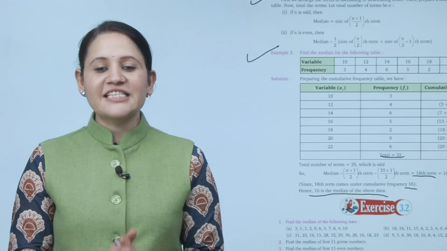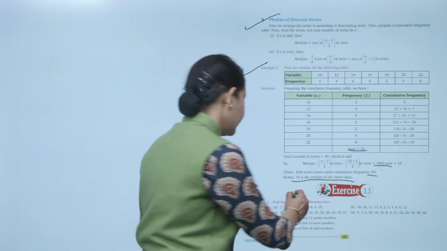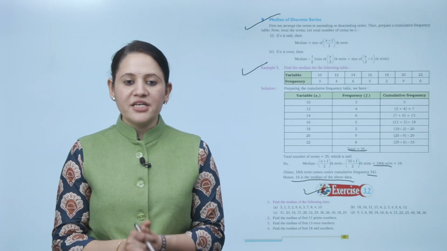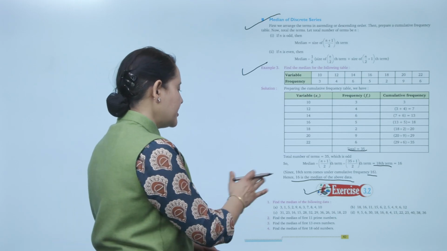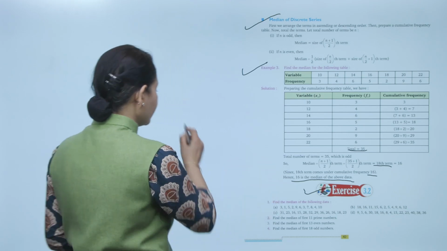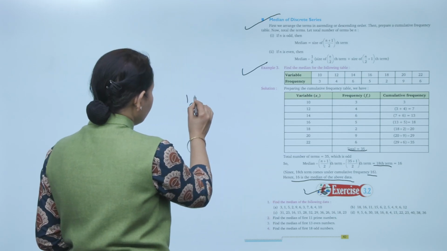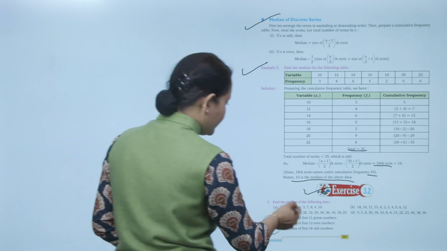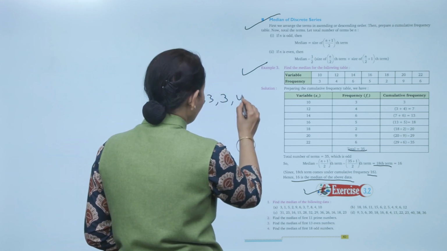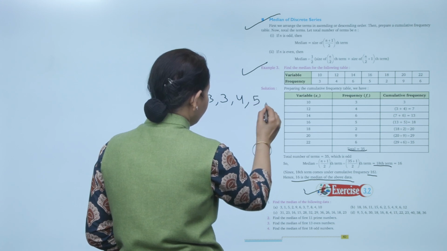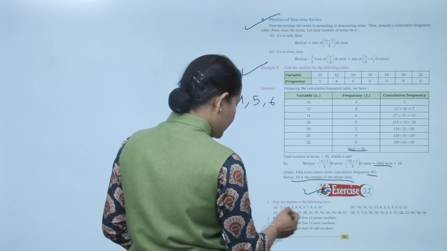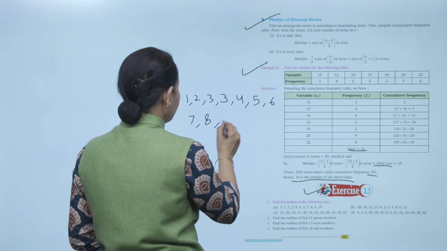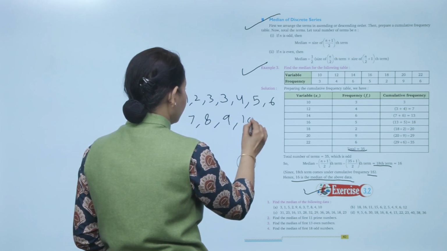Clear? Next is exercise 3.2. Find the median of the following data. So first, arrange the data in ascending order. So 1, 2, 3, 4, 5, 6, 7, 8, 9 and 10.